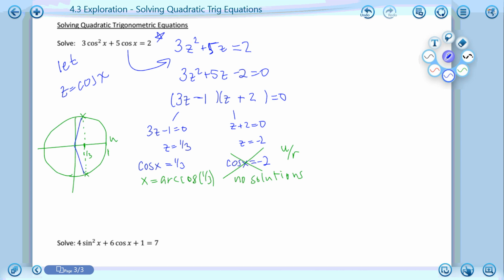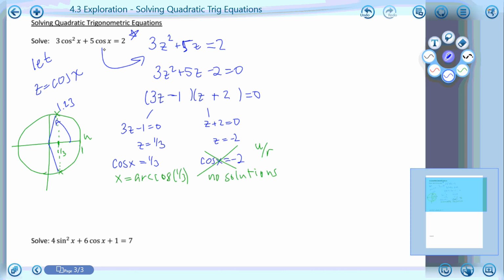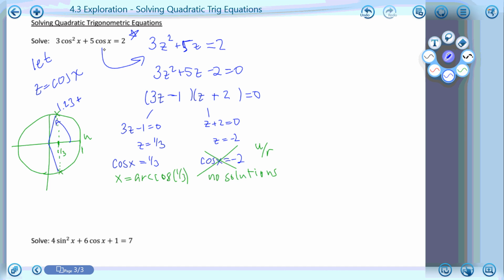And when I do that, I get 1.23 radians. And that's going to give me, where is that angle? It's right here. This is 1.23 radians. And then all the angles that are coterminal with that, I can go around extra times. Going around an extra time is 1 full rotation, which is plus 2 pi.